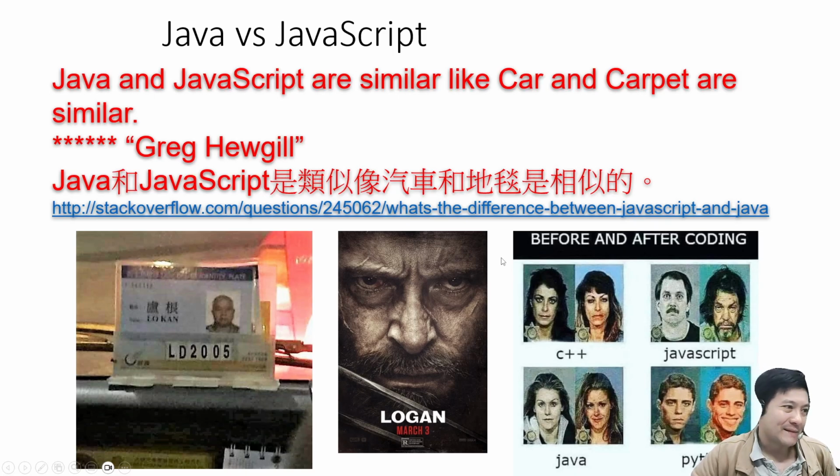People may sometimes wonder about JavaScript and Java. Is this the same? No. This is a very good explanation: Java and JavaScript are similar to car and carpet. No relationship, just a name. And you also see the name Logan. Logan is just a name, the same, but they have no relationship.